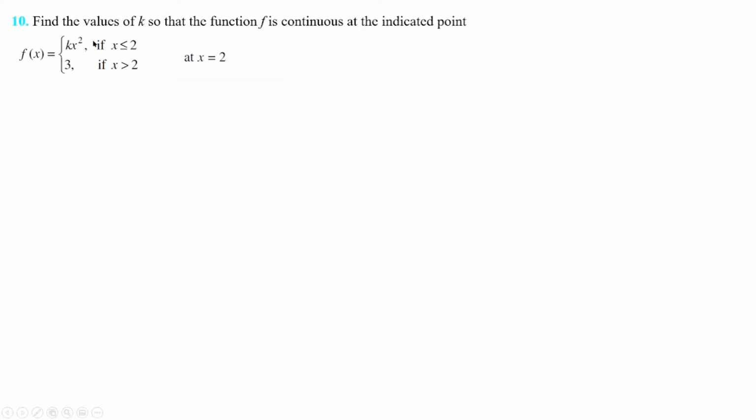Next question, find the values of k so that the function f is continuous at the indicated point. f of x is equal to kx square if x less than or equal to 2, equal to 3 if x greater than 2, at x is equal to 2. So here the function is given and f of x is continuous at x is equal to 2. We need to find the value of k. Now the left hand limit at 2 is equal to the right hand limit at 2, which is equal to f of 2, since f is continuous at 2.